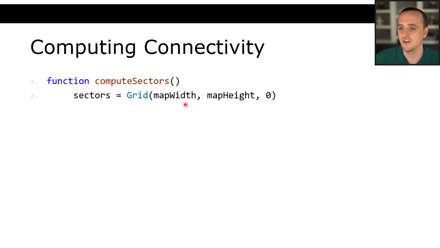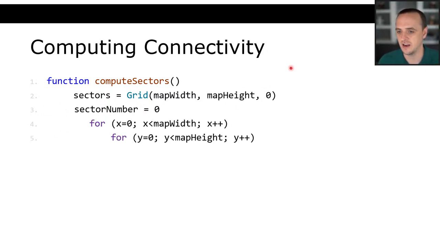And here, this is pseudocode. This is not JavaScript. I'm just saying set up a two-dimensional array that has this width and this height and set them all to zeros. Set my initial sector number equal to 0. That is the number that I want to start placing in the map. So I had a 1 there, then I had a 2, then I had a 3. That is the sector number. Then I can iterate through my sectors in any way that I want. I could go row first or column first. That's fine. Doesn't really matter.